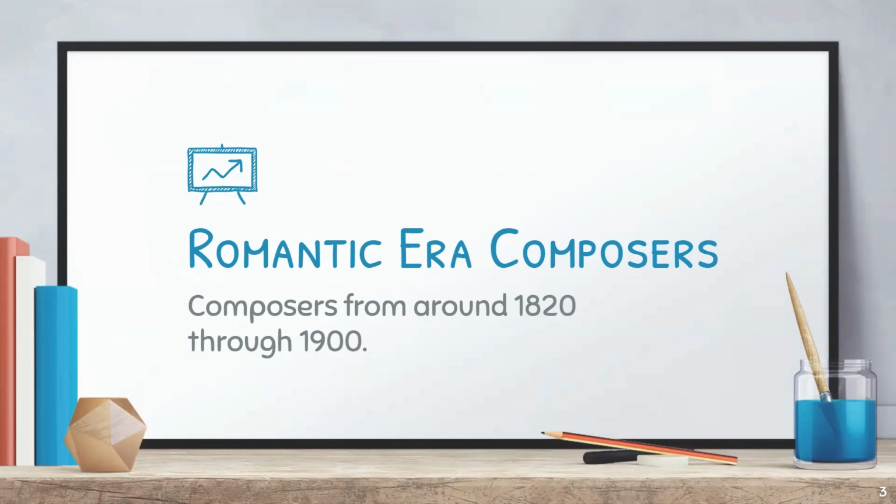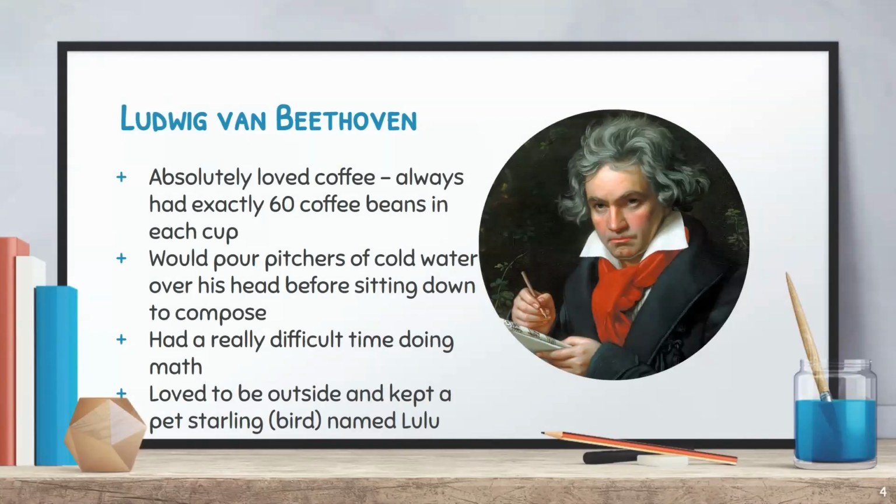Now, these are any composers, so individuals who wrote music from around 1820 through about 1900. So honestly, not that long ago, only maybe 150 to 200 years ago. So not super long. I'm going to start off with Ludwig van Beethoven, probably the most famous one that you know.